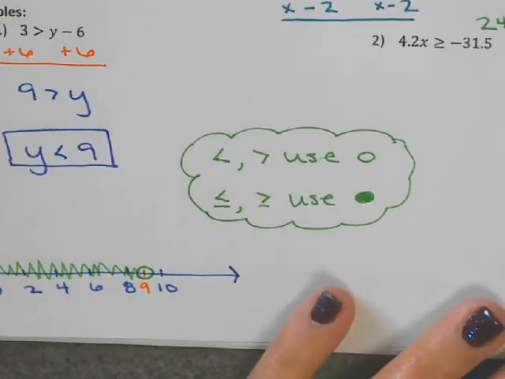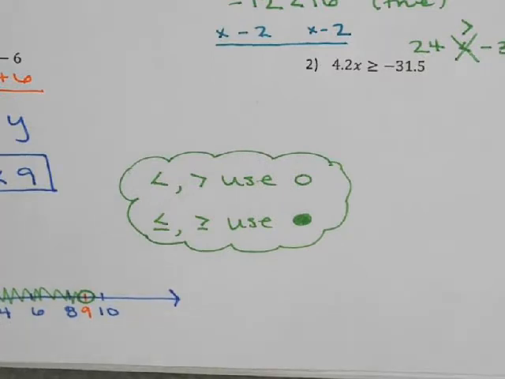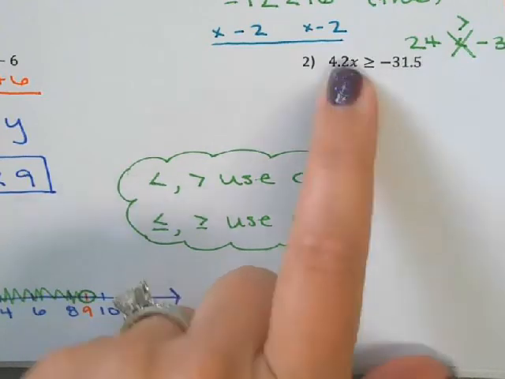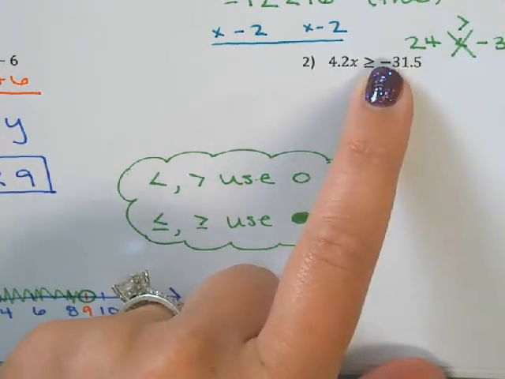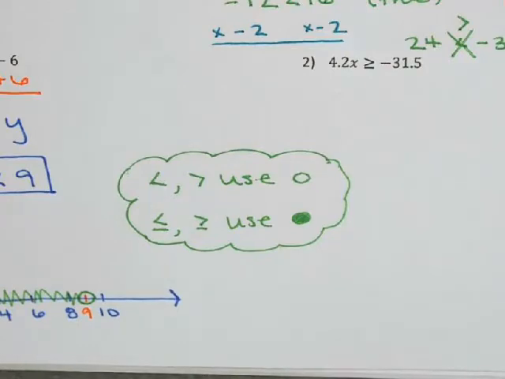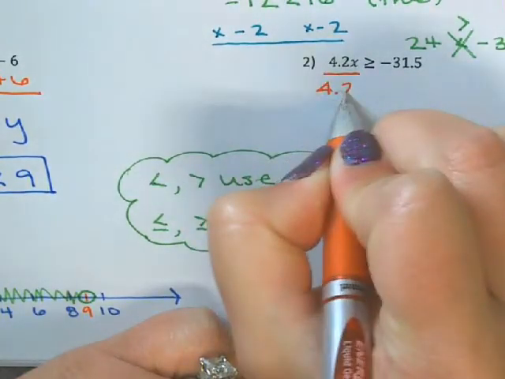Now the next one we might need a calculator for because I don't do decimals well. The only time we have decimals as an answer is if the question gives us decimals. Other than that, we always leave our answers as the most reduced fraction form. So in this case, I can see that they gave me decimals. So I would get x alone, and I would divide by 4.2 on both sides.